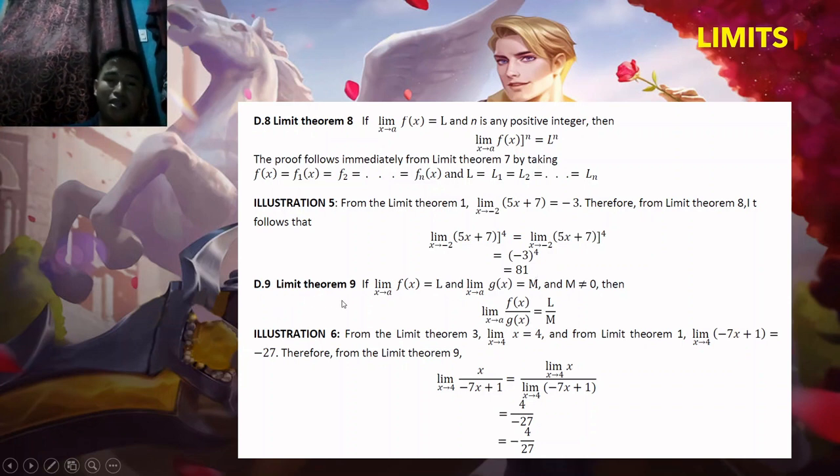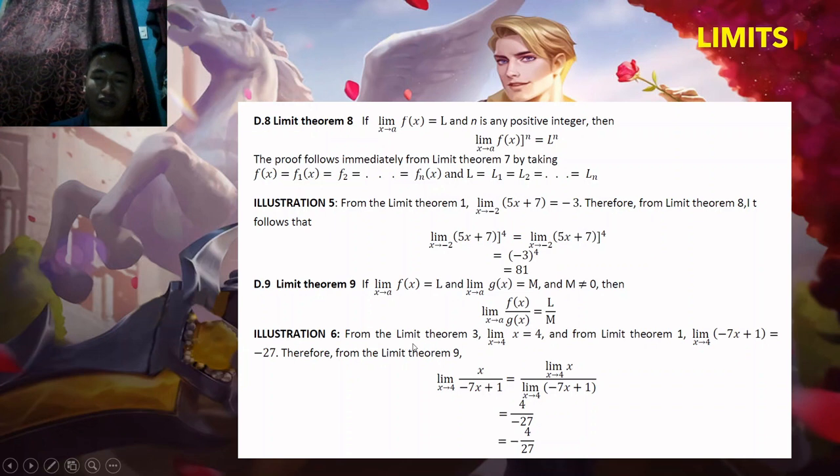Okay, next, limit theorem number 9. If the limit of f of x is equal to L, and the limit of g of x is m, and m is not equal to 0, then the limit of their quotient, f of x over g of x, is equal to L over m.